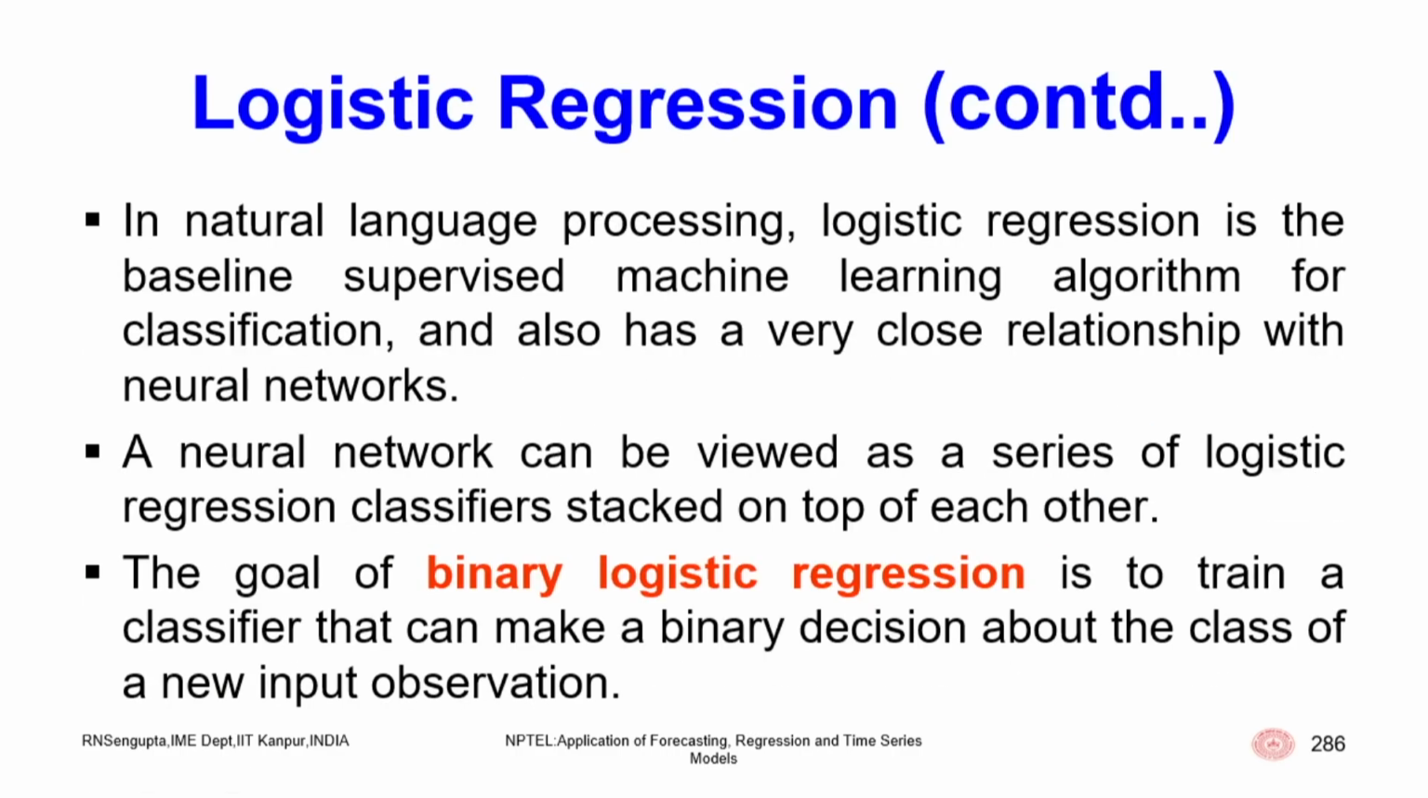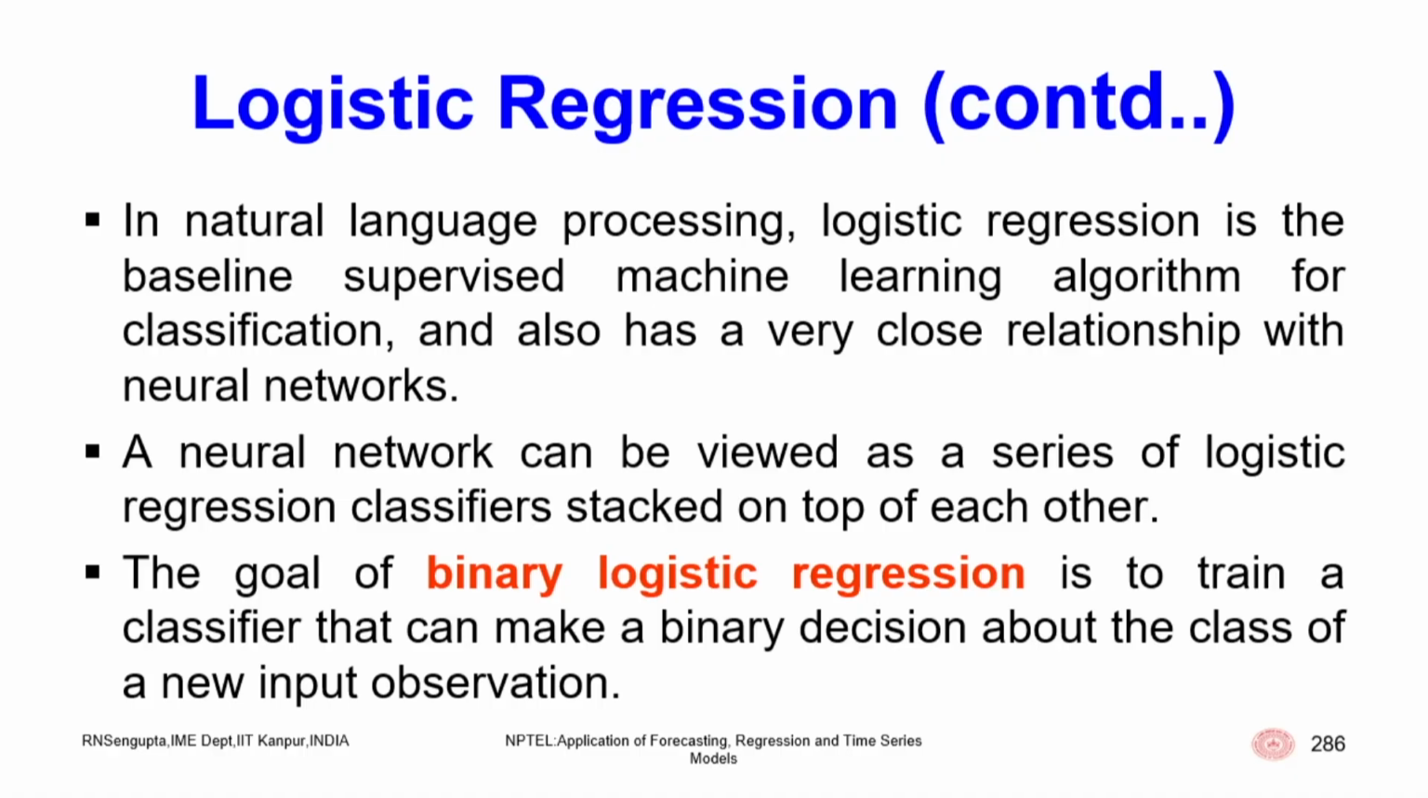Now, a little bit more background. This is for your interest. In natural language processing, logistic regression is the baseline, fundamental thing in supervised machine learning algorithms for classification. When you classify, depending on the output, you classify in category 1, 2, 3, and obviously there are characteristics for the categories based on that which you do.